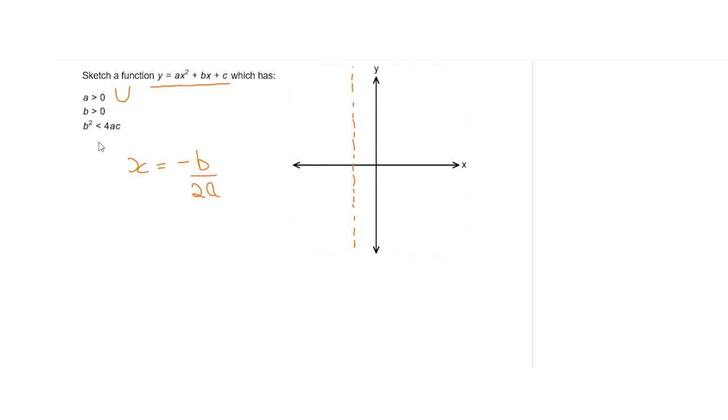b squared less than 4ac certainly looks like something to do with delta, and it absolutely does. That's why that's in this nature of roots video. If b squared is less than 4ac, then if we subtract 4ac from both sides, we're saying that b squared minus 4ac is less than 0. In other words, delta is less than 0. And if delta is less than 0, that means that there will be no x-intercepts. So this is a concave up happy parabola, turns over there, and doesn't have any x-intercepts.